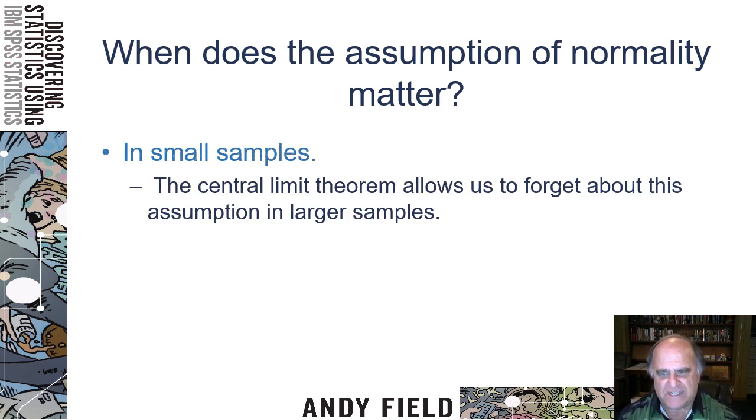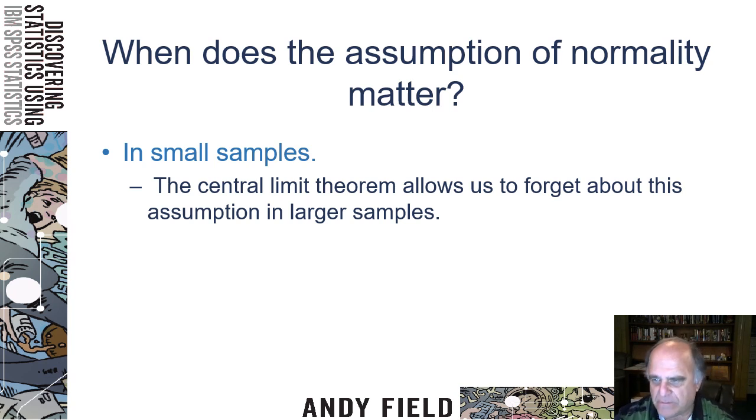It matters most in small samples because the central limit theorem says that we can basically forget about normality as we get to larger samples. And larger, in this case, is pretty small. Over 30 is where the central limit theorem kicks in. So we would tend to say that when the central limit theorem kicks in, at a sample size of about 30, which is pretty small, then we do not have to worry as much about normality.